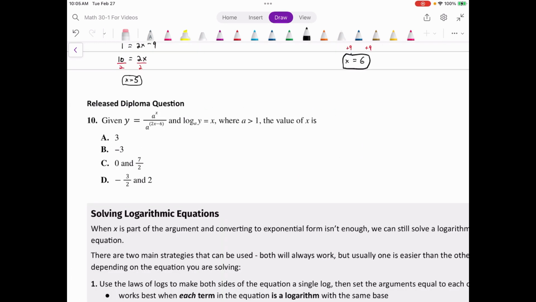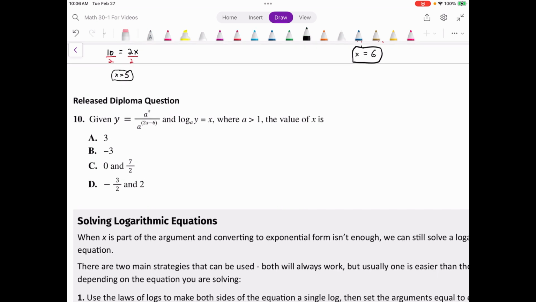All right, so here's one released from a diploma, okay? I'm going to show you 2 methods to go at this, okay? So I'll solve this 2 different ways because we could actually go with taking the log of both sides. We could also play around with the exponential relationship and see if we can figure out a common base here. So just goes to show again, there's multiple ways to approach many of these questions.